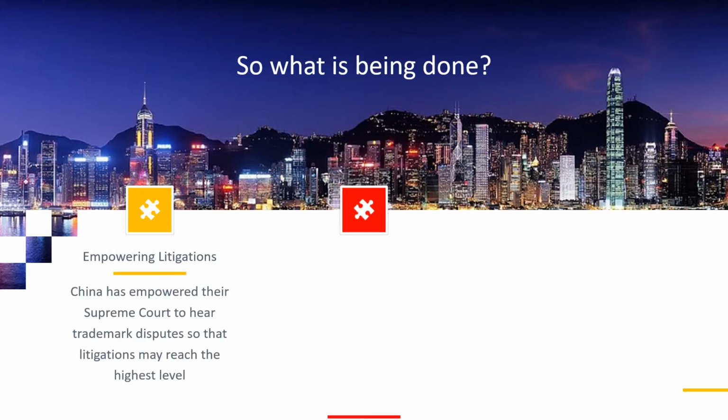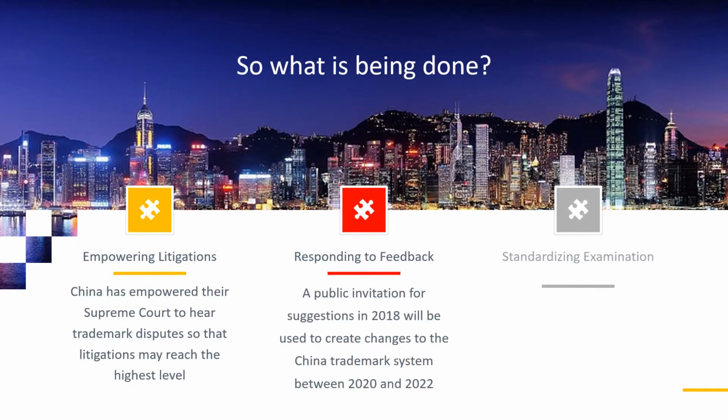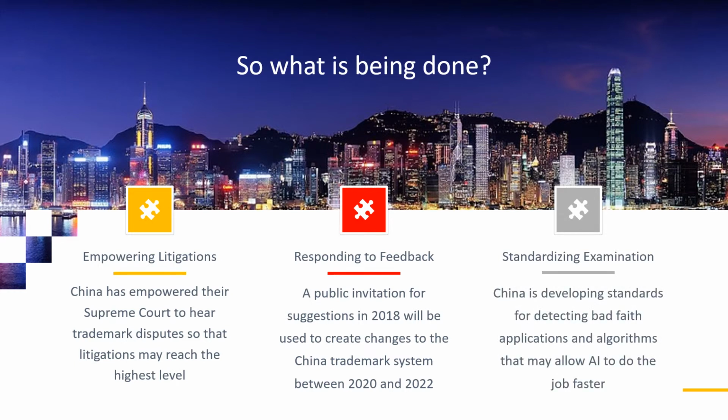Trademark disputes will now be able to reach the Supreme Court of China. Last year, the CTMO called for public comments and suggestions to gather innovative ideas on how to improve their system between 2020 and 2022. The CTMO is also working on standards for identifying bad faith trademark applications to weed out trademark squatters and infringers. There's even talk of using AI to scan applications using an algorithm that will identify infringing applications.